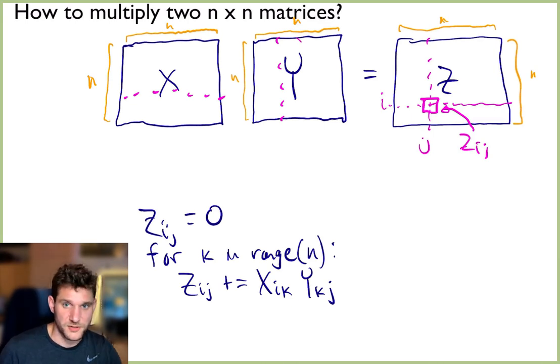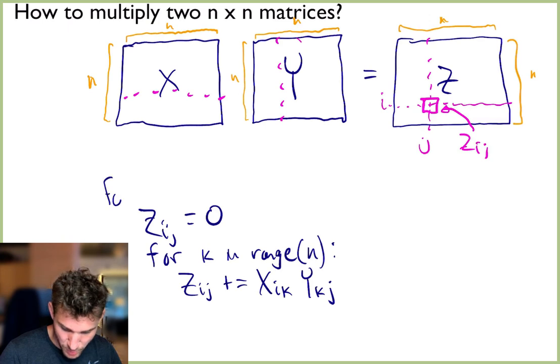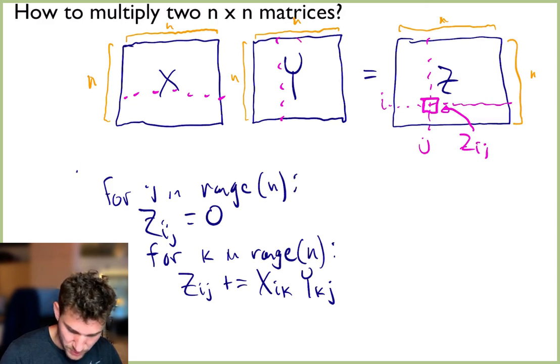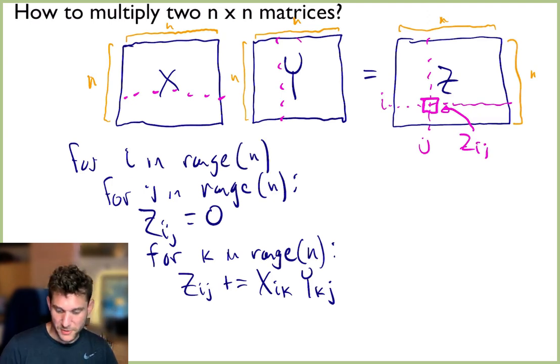Of course, this is just for a single entry of the matrix. We'd have to loop over all possible entries in this matrix. So I'm going to have to take a for loop for every j in range of n, and of course for every i in range of n as well. So I'm going to have to do this computation for every single ij entry of z.